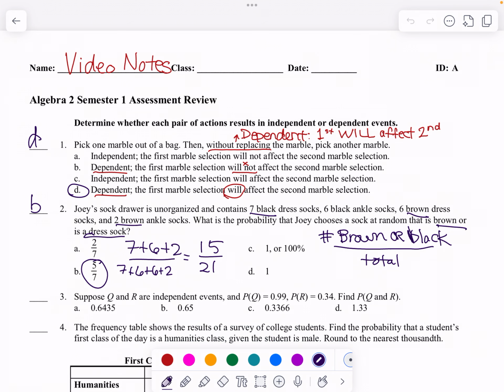Okay, then the next one. Suppose, I had to look this up. So suppose P and Q are independent events. So what we do is the probability of Q and R is equal to the probability of Q multiplied by the probability of R. So our Q was 0.99, our R was 0.34, and if we multiply those, we would get this one. Another way of thinking of this is about 1, a little bit less than 1, and if I did 1 times 0.34, I want a little less than that, and the only one that's a little less than that is C. So the answer for this is C.